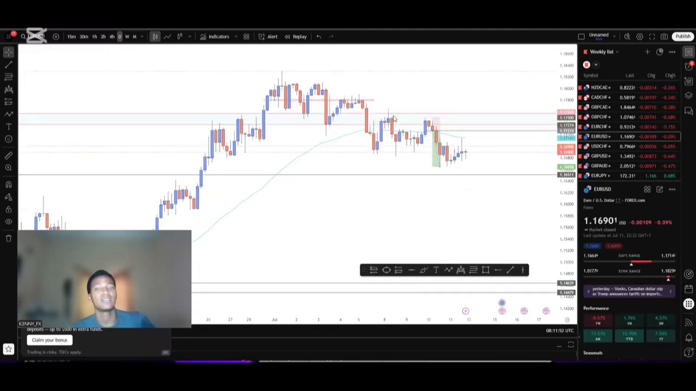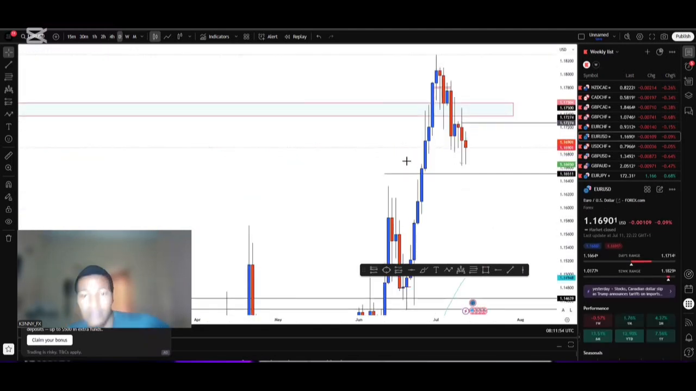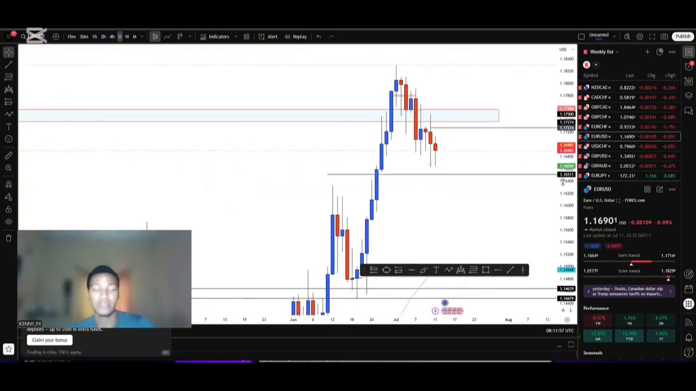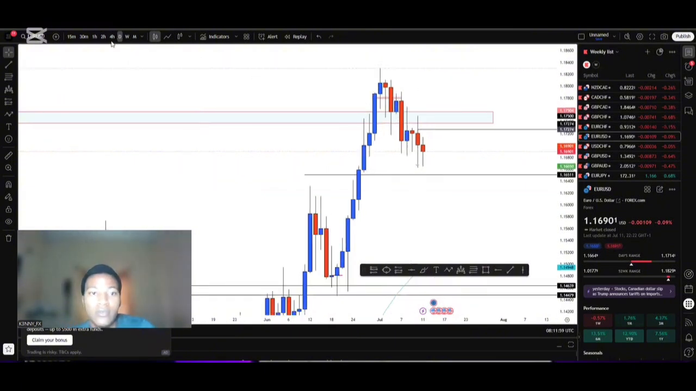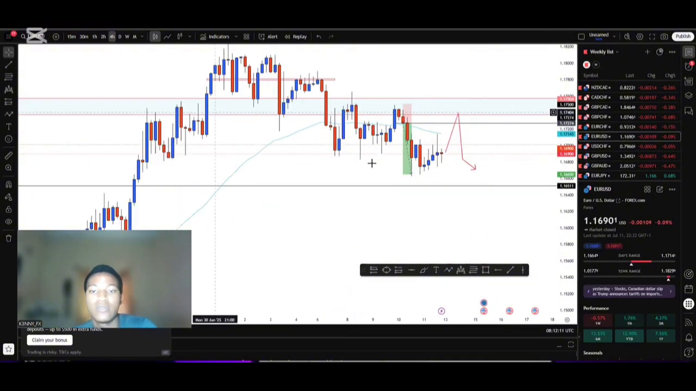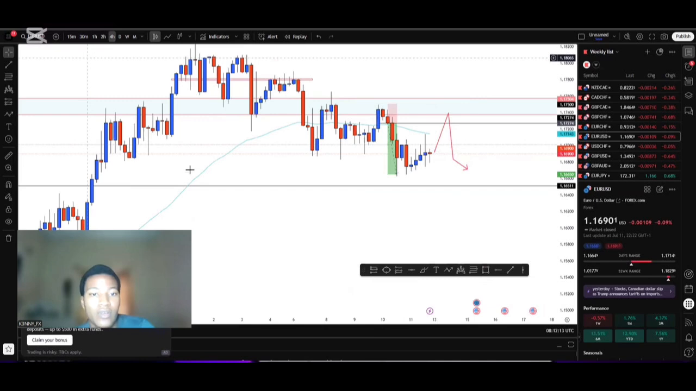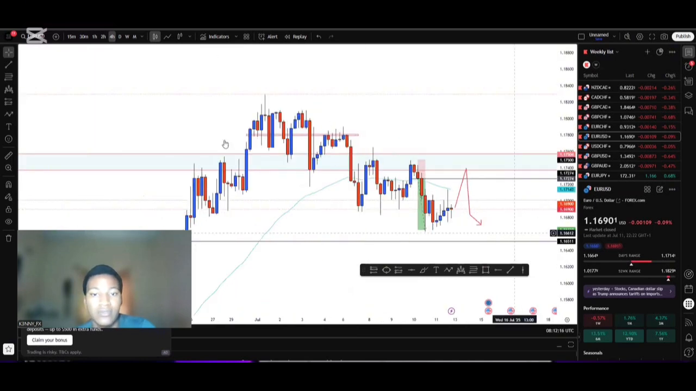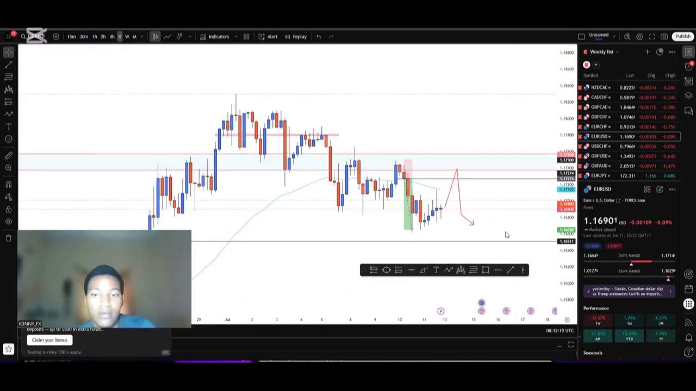EURUSD. I broke this down with support and resistance in the previous video before this one. What we're waiting for on EURUSD is a pullback into this level to sell. So that's what I'm on the lookout for. Also, I'll continue the downtrend, just trending down, it's easy. But remember, we're trading on the lower time frame. On the higher time frames, the weekly and the daily are still bullish.